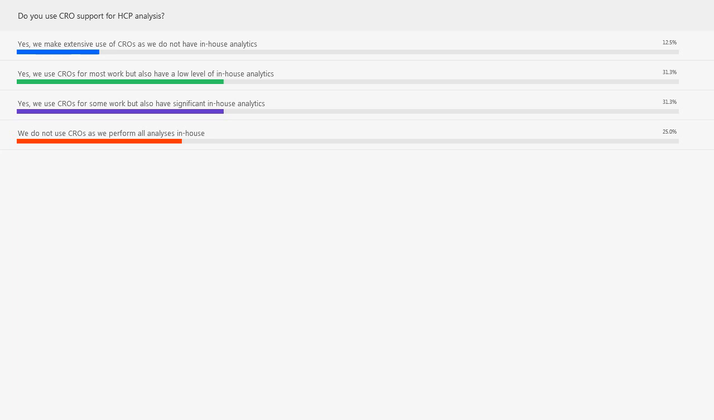Well, I would suspect that most companies are still doing their host cell protein analysis using ELISA. And that's a pretty common thing to have in your in-house analytics. But I would think that as regulators are asking for more orthogonal methods to support the ELISA, we might start seeing a trend of using CROs for this orthogonal testing.